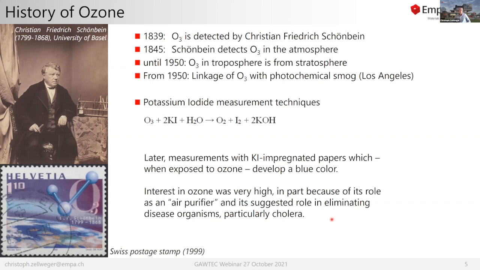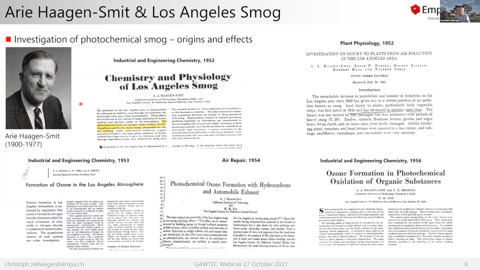Then another important person was Arie Haagen-Smit, who did a lot of studies on smog in the Los Angeles area. Here are some publications from the 50s when he was doing science, and he actually detected that the ozone in the troposphere is formed by photochemical reactions.